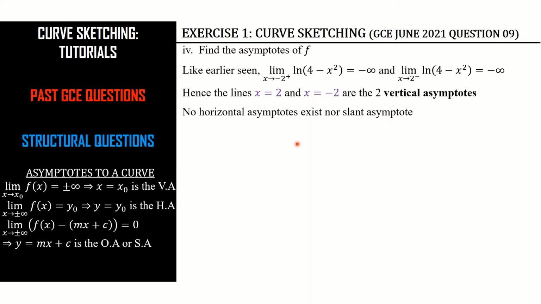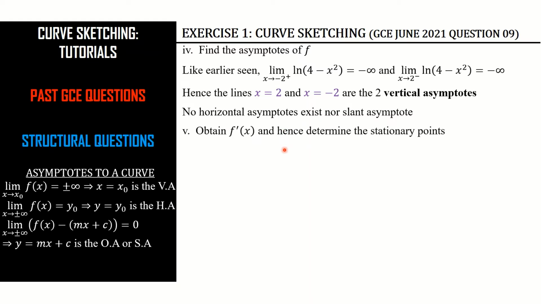Now there are no horizontal asymptote nor slant asymptote because we did not find the limit at plus or minus infinity, because the function was defined in an interval from negative 2 to 2. So clearly, since we cannot find the limit at plus or minus infinity, since it is bounded in the domain, we can conclude already that the horizontal or slant asymptotes do not exist.